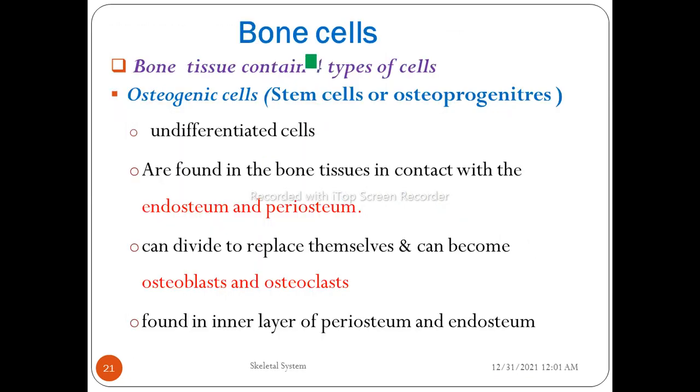And so next we will see bone cells. Bone tissue contains four types of cells.